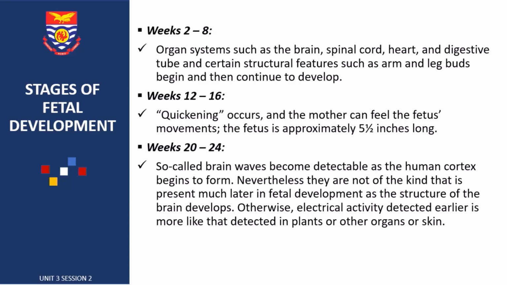Weeks 12 to 16, there is quickening that occurs in the mother's womb, and the mother can feel the fetus movement. The fetus is approximately 5.5 inches long. Weeks 20 to 24, so-called brain waves become detectable as the human cortex begins to form. Nevertheless, they are not of the kind that is present much later in fetal development as the structure of the brain develops. Now, there are other activities detected in the cell development in the woman's uterus, such as other organs and skin development takes place.